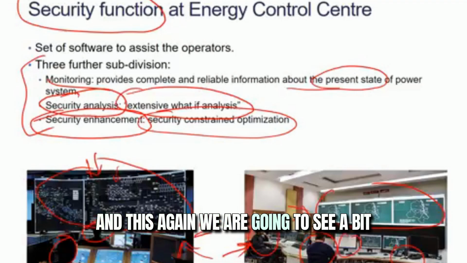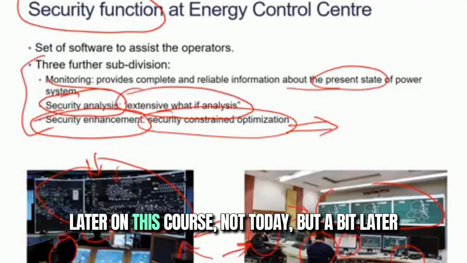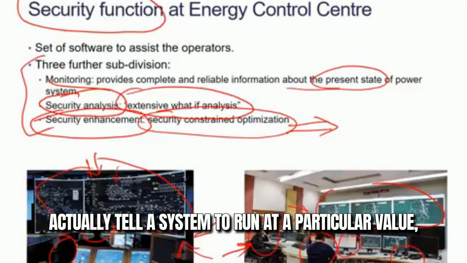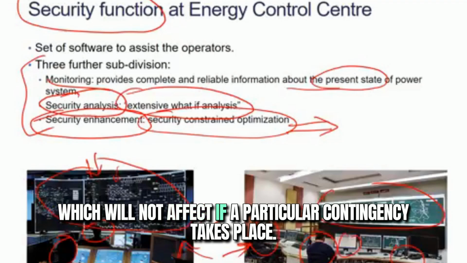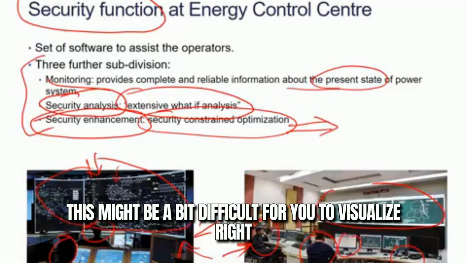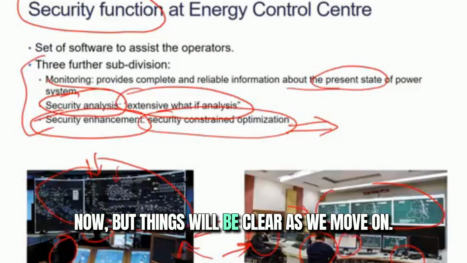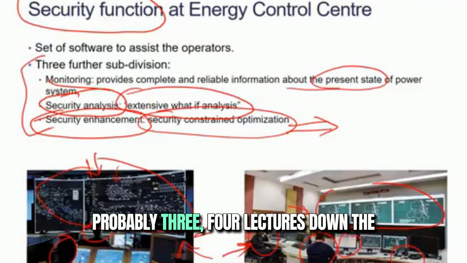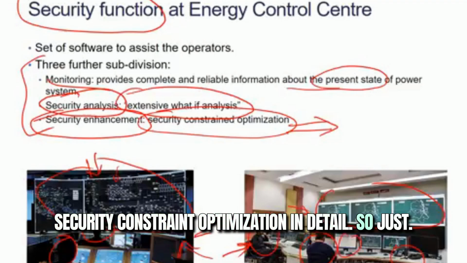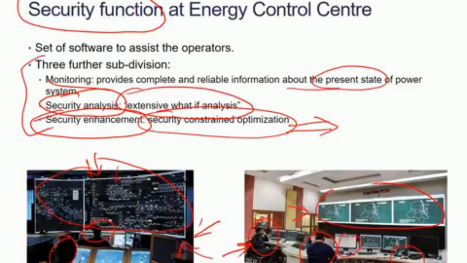And this again we are going to see a bit later on in this course, not today. How exactly to solve it means you can actually tell a system to run at a particular value which will not be affected if a particular contingency takes place. So this might be a bit difficult for you to visualize right now, but things will be clear as we move on. Probably 3-4 lectures down the line we will be seeing this security constraint optimization in detail. So just bear with me for a while.